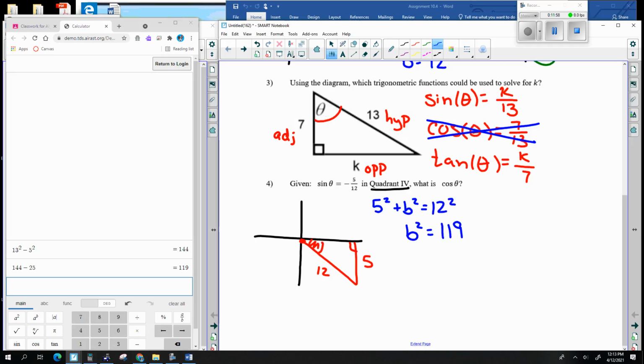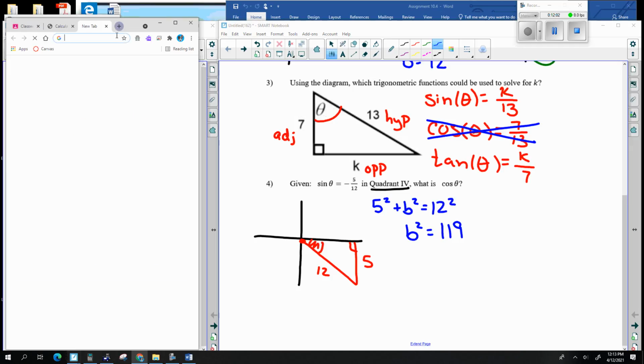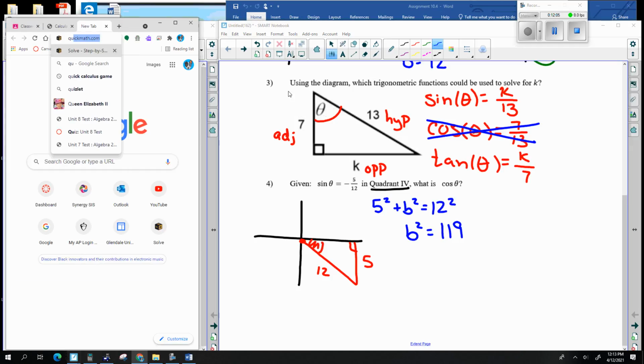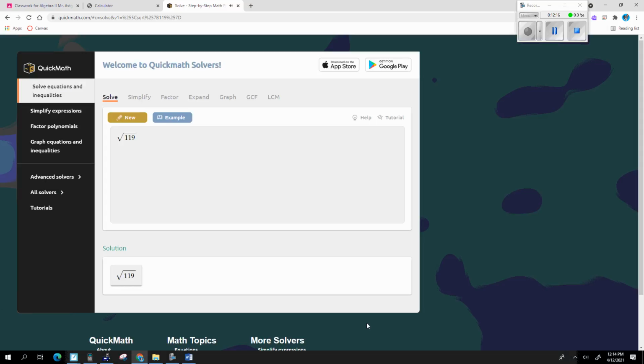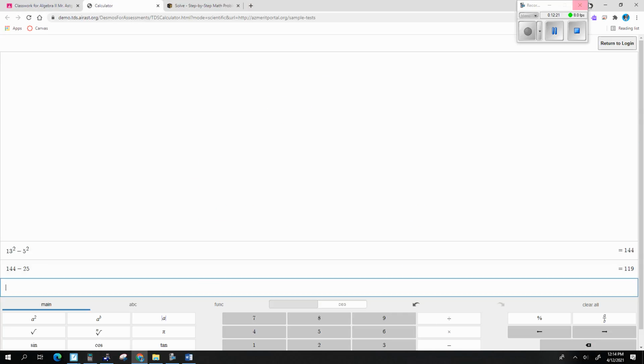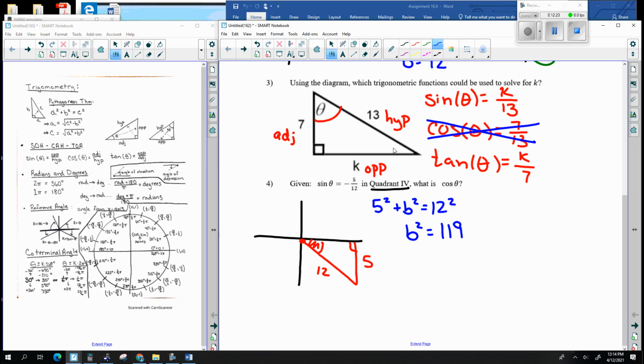I don't think that is anything good. Something might come out of it. Let's check that on quickmath.com. So here we have the root of 119, I think it was. Yeah, 119 is 119. I think that's what it was. So this is just the root of 119, as good as it goes.